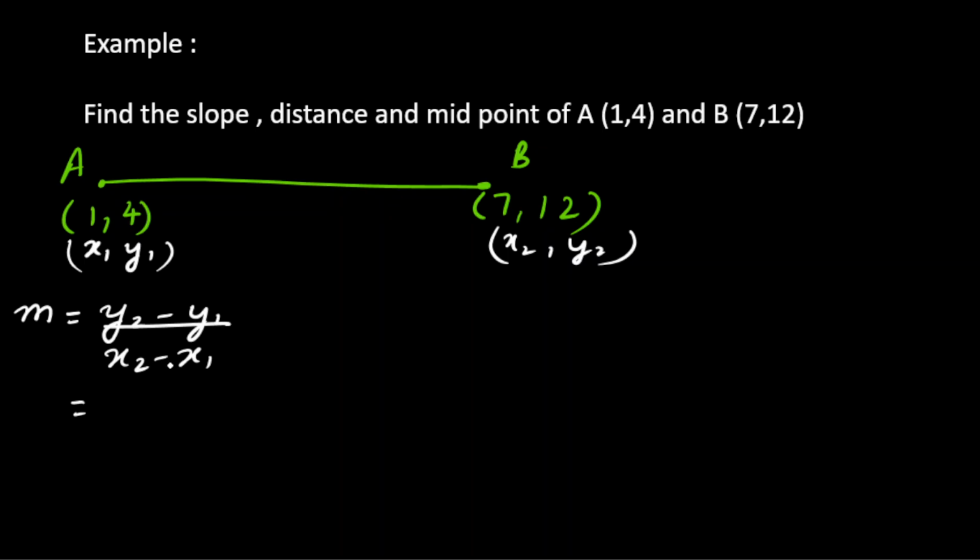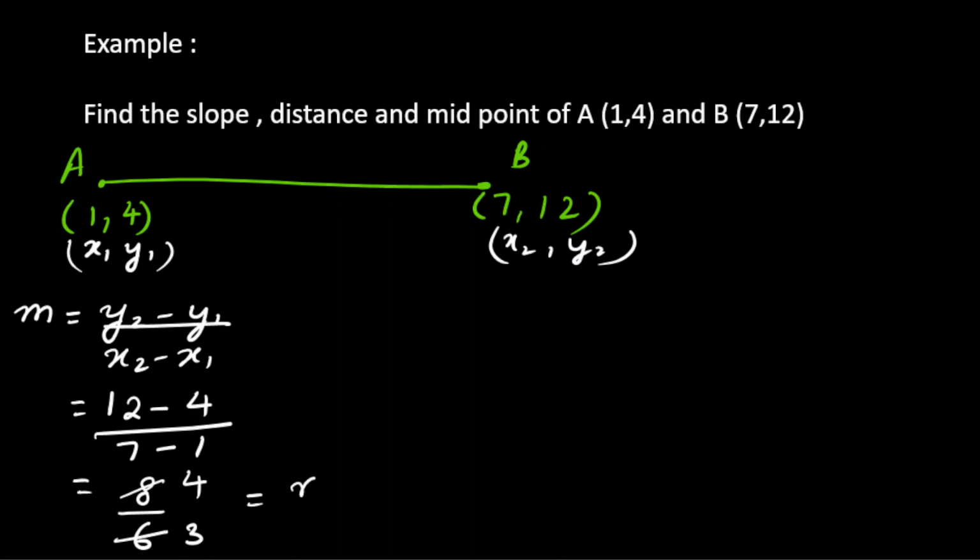So let us substitute the values. y2 is 12, y1 is 4, x2 is 7, x1 is 1. So 12 minus 4 is 8, 8 by 6. If we do cancellation, 2 into 4, 2 into 3, we'll get slope equal to 4 by 3. So m is equal to 4 by 3, which is equal to 1.33.